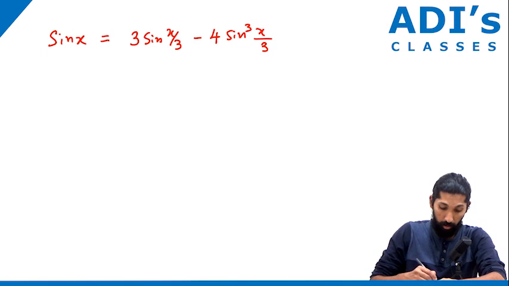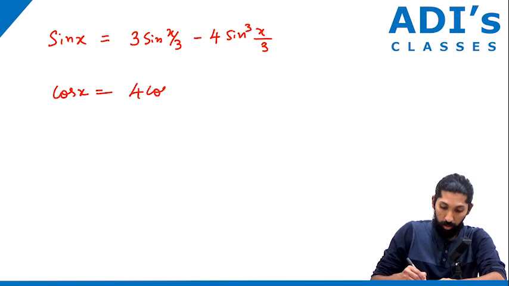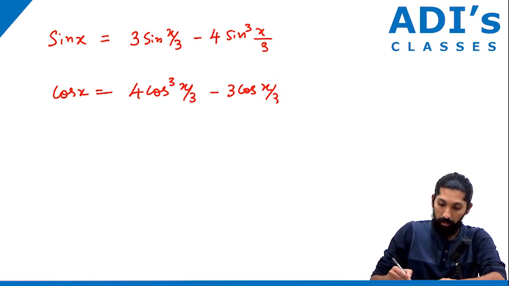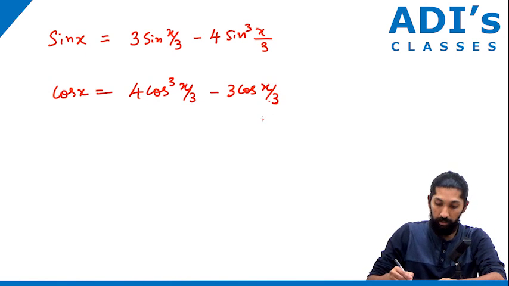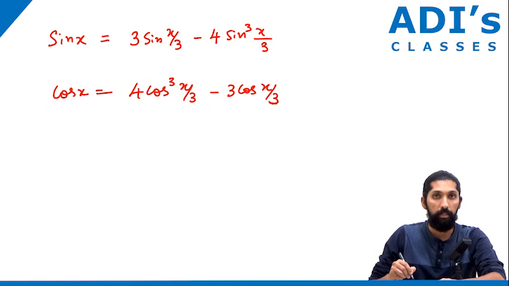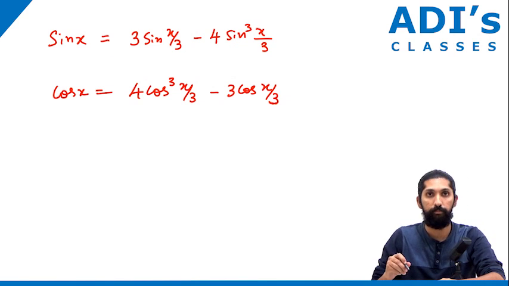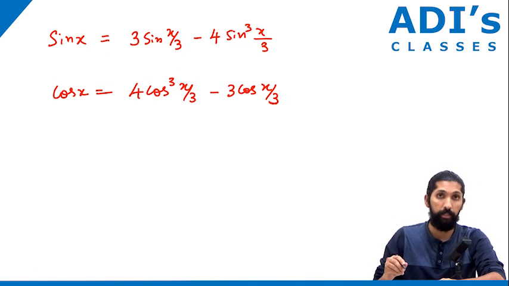Now the next one, cos x: 4 cos cube x by 3 minus 3 cos x by 3. Cos 3 theta is 4 cos cube theta minus 3 cos theta. Correct?